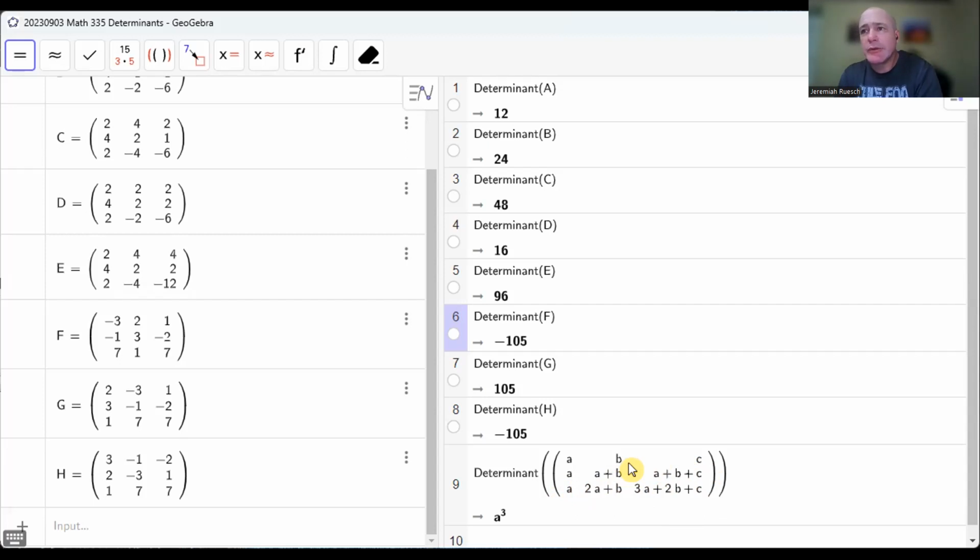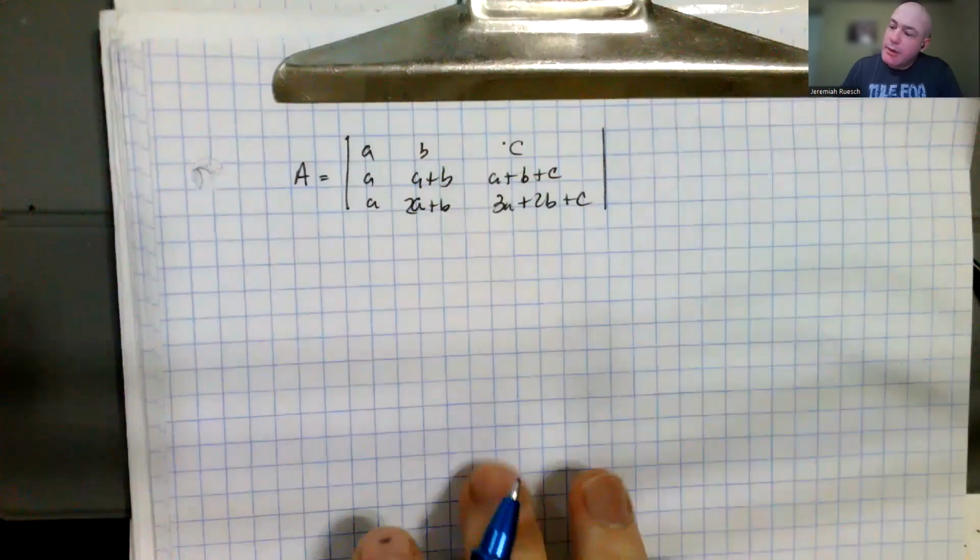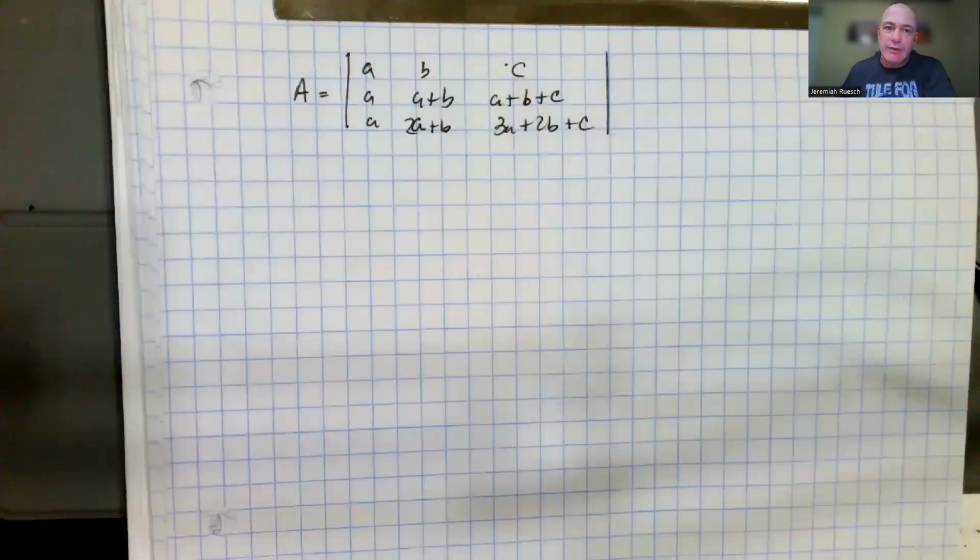I first wanted to compute the determinant here, and as you see, inputting that, the determinant came out as A cubed. So the next thing I want to show in this video is looking at elementary row operations for this matrix, and then computing the determinant of it to see if, in fact, we get the same result. Okay, so with that, we're going to go ahead and move over to my handy dandy little second camera here and get to work on reducing this matrix via row operations.